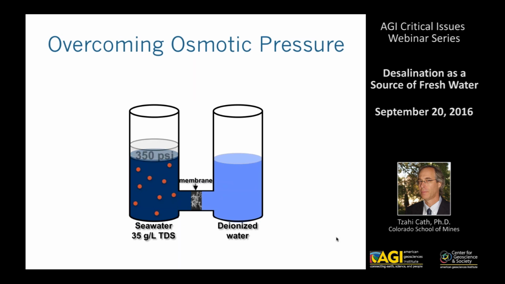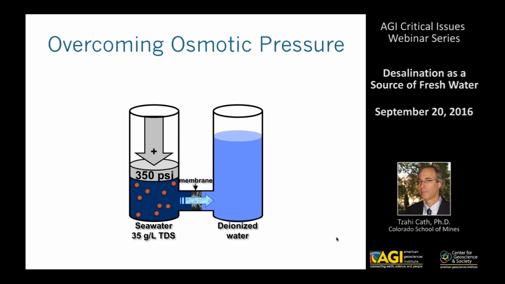And this is depicted in this slide, where in seawater that has approximately 35 grams per liter of total dissolved solids or salts, we need more than 350 psi in order to press the water and push it against the osmotic pressure and produce clean water.